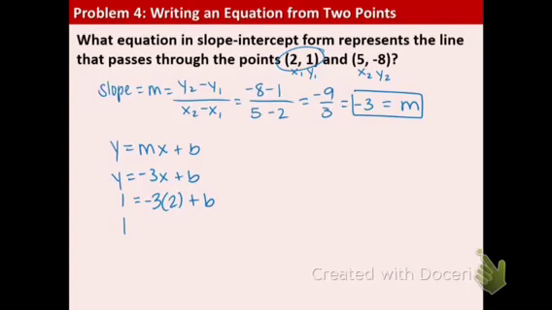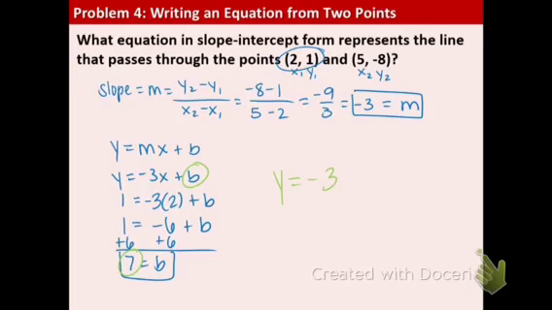Now you bring down the 1, that is a -6 and a plus b. Now you're going to have to add 6, that's the opposite operation, and you get 7 is equal to b. So now all you have to do is take the 7 and plug it in where the b is, right there. So our answer is going to be y equals -3x plus 7.